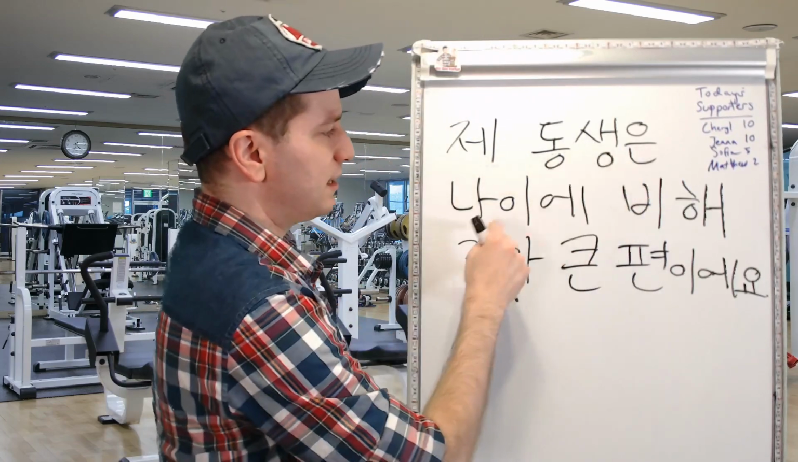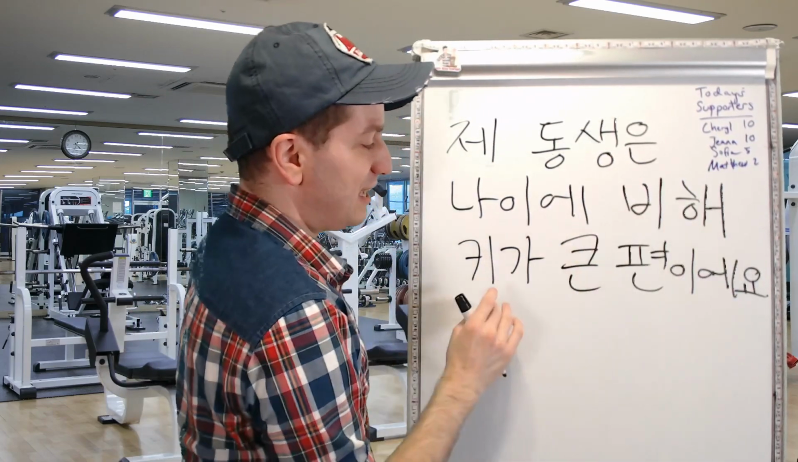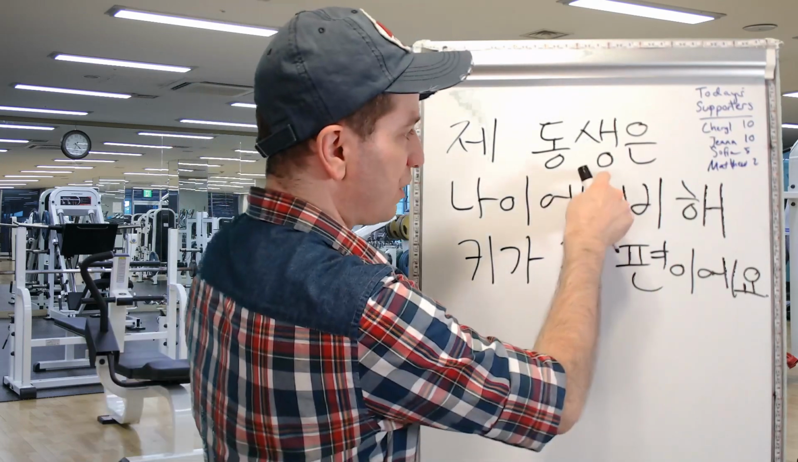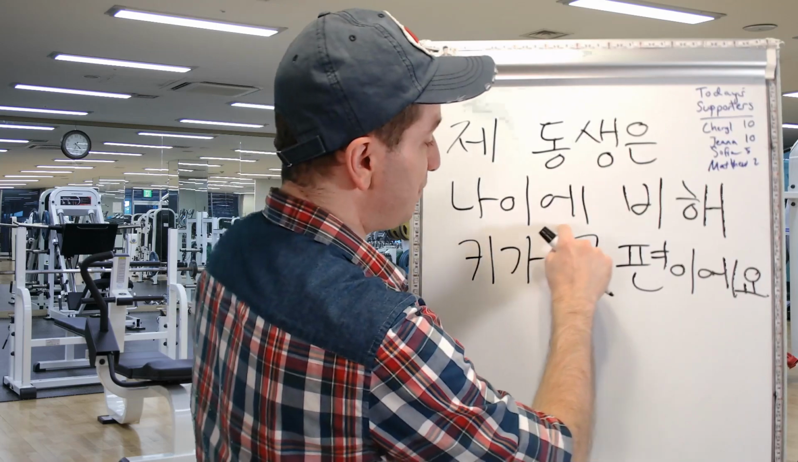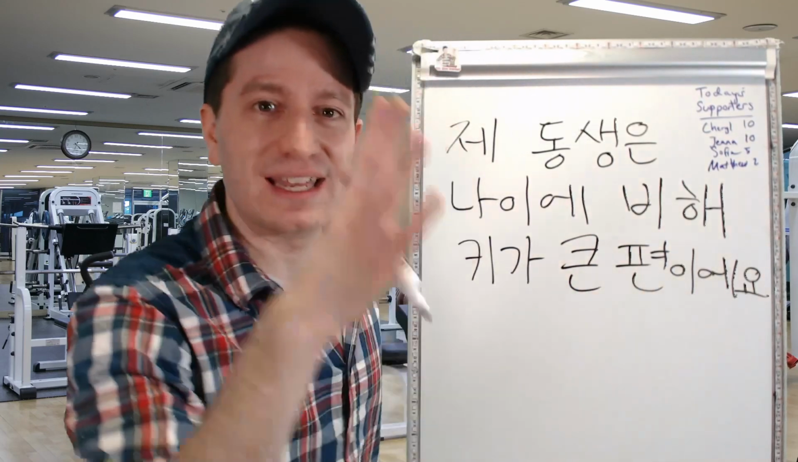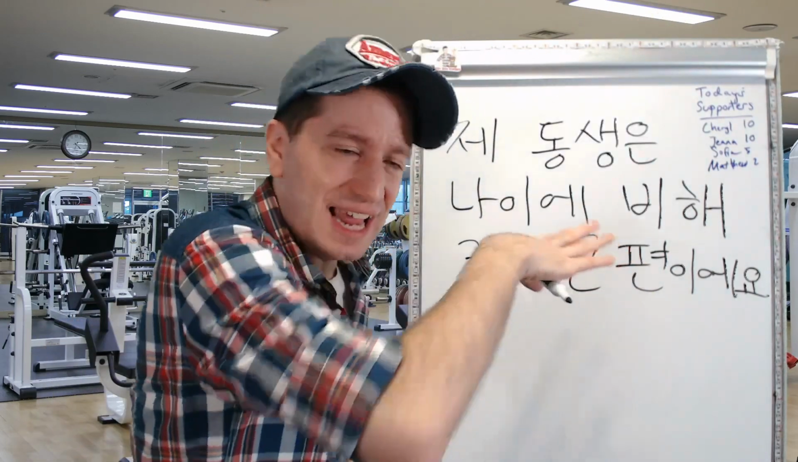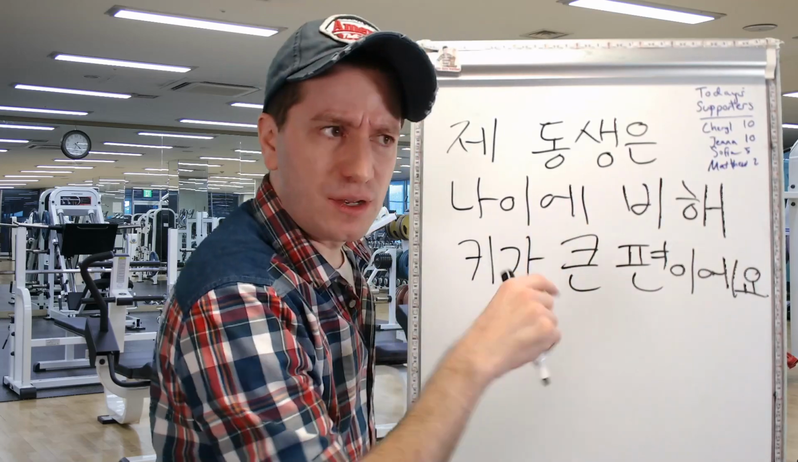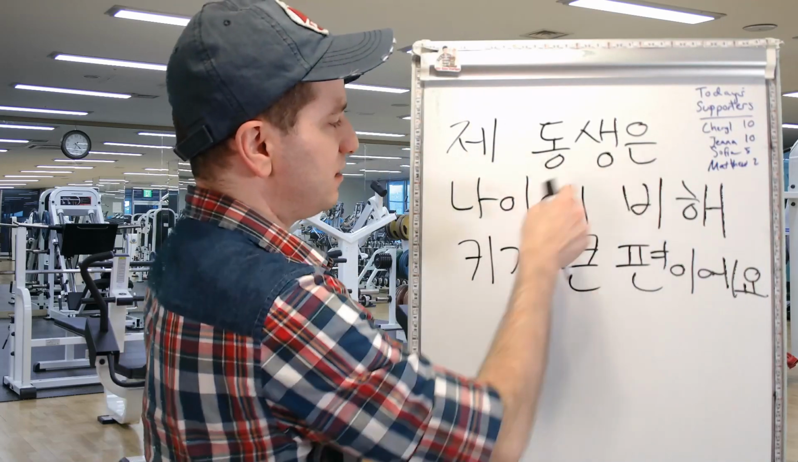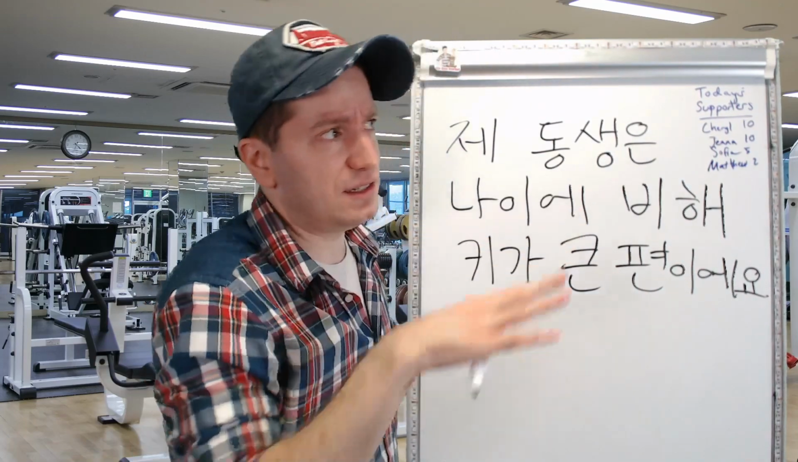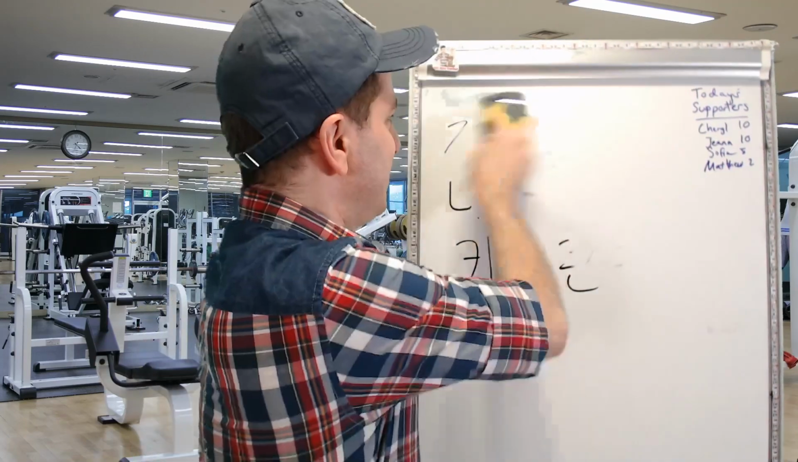제 동생은 나이에 비해 키가 큰 편이에요. So, my younger brother or younger sister, relative to his or her age, 키가 큰 편이에요, is on the tall side for his age. Literally, relative to his age, but for his age. 제 동생은 나이에 비해 키가 큰 편이에요. Despite being quite young, he or she is on the tall side.